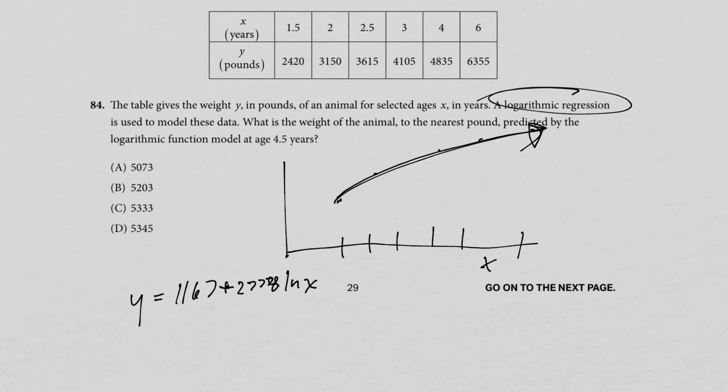So now we just type 4.5 into that equation. Now I stored it, so I just say vars, y vars, number 1 again, and then parentheses 4.5, and it tells me the answer is 5345, which is choice D.